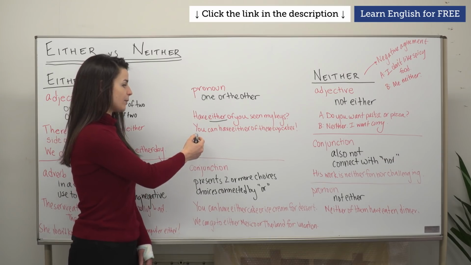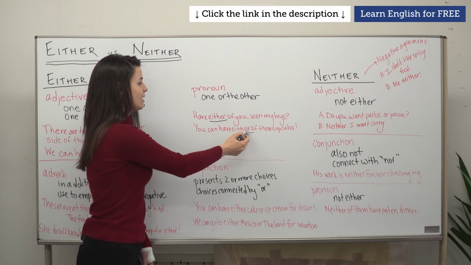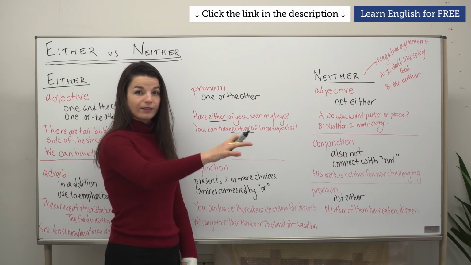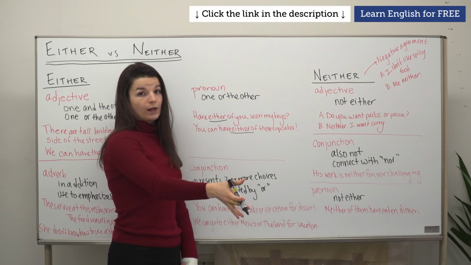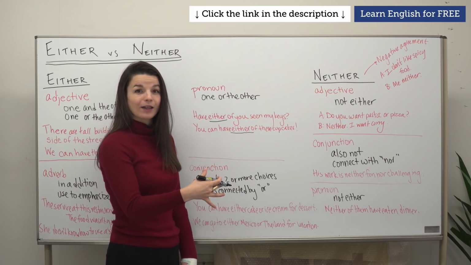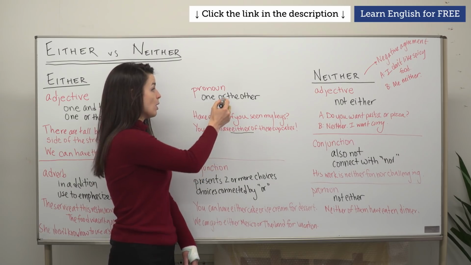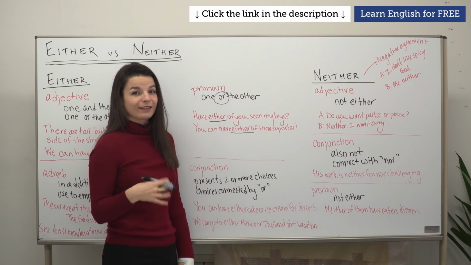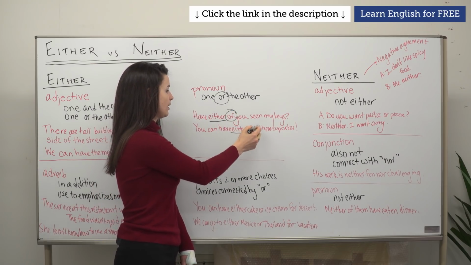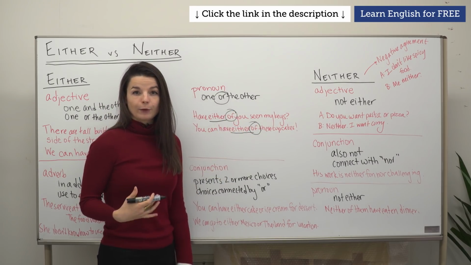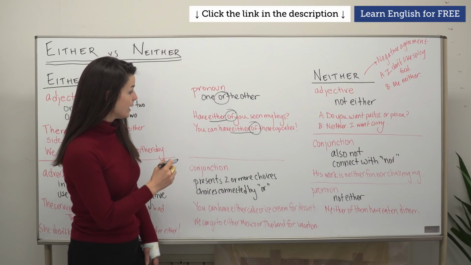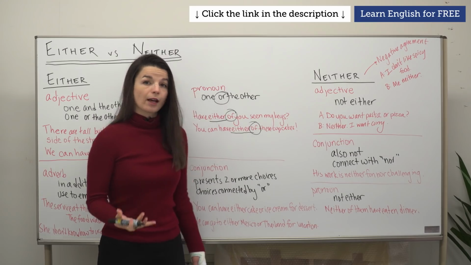The second example sentence, you can have either of these cupcakes, meaning there are two cupcakes available. Please choose one. Either is okay. You can choose either of these cupcakes, but not both. So here, one or the other is kind of a key point. Also, you'll notice in these sentences, we're following the word either with of. So have either of you seen my keys? And you can have either of these cupcakes.